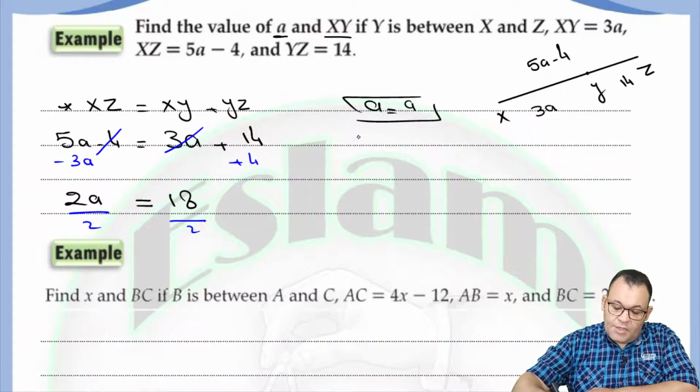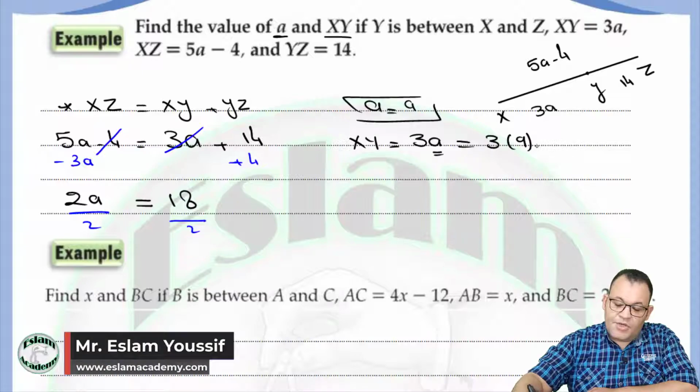To find XY, what is the value of XY? XY is equal to 3A, and instead of A, I will replace it with 9. So it will be equal to 3 multiplied by 9, which equals 27 units.